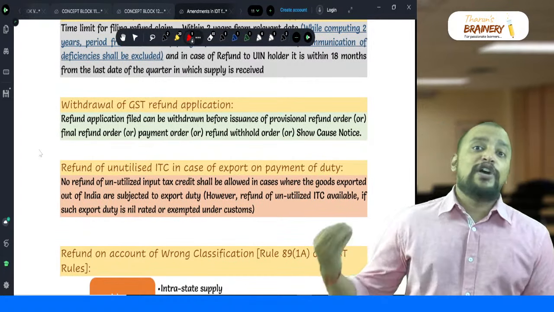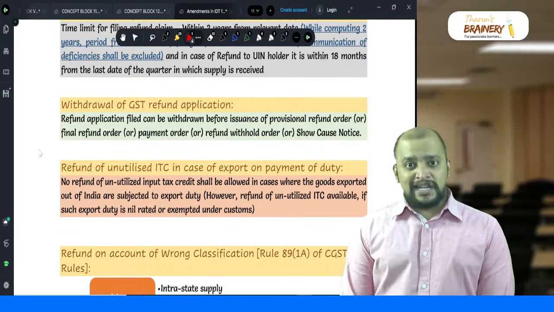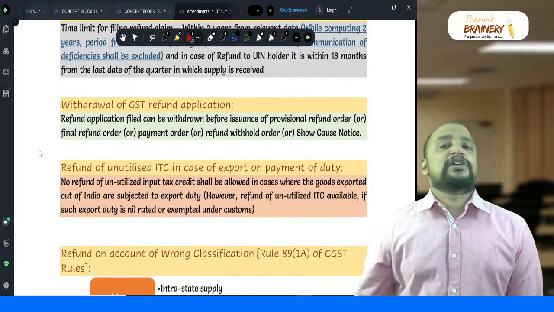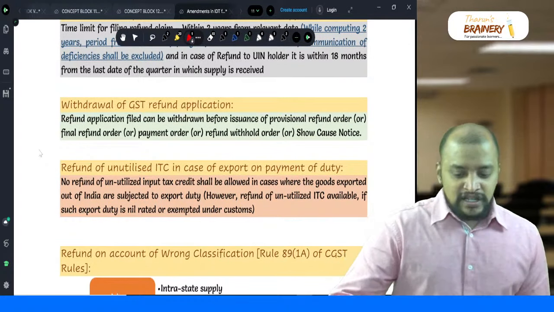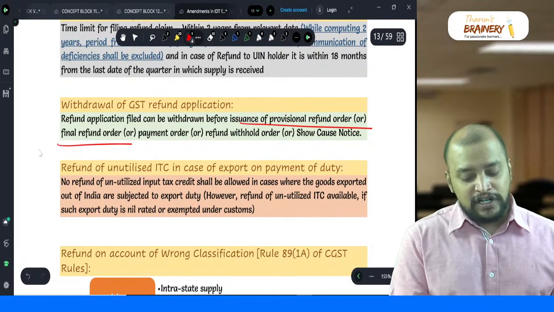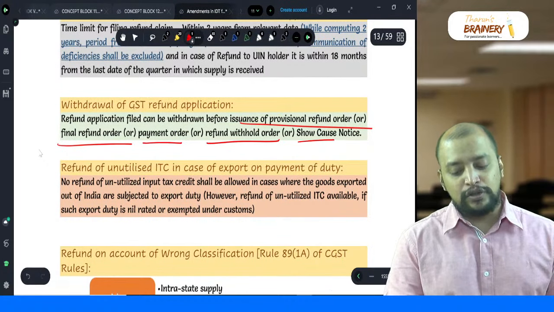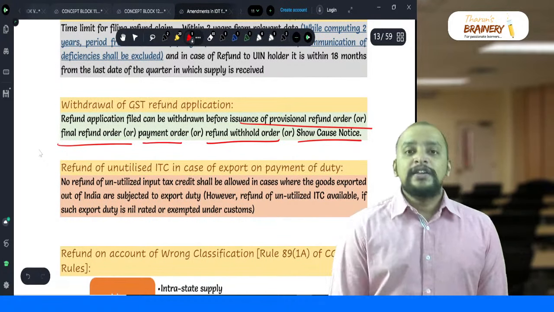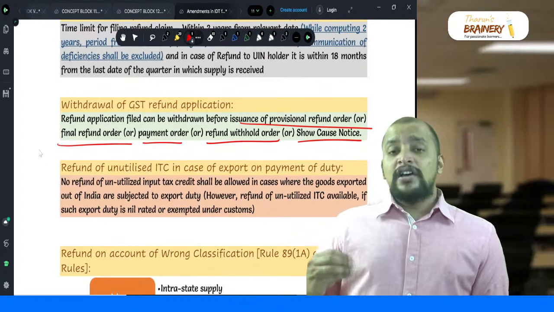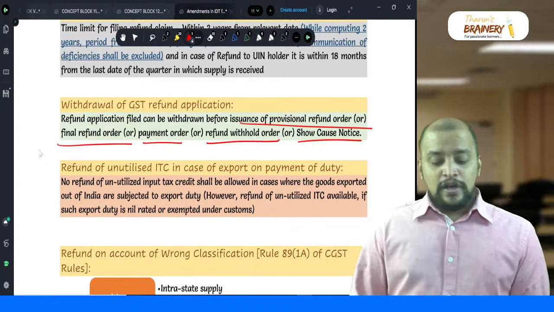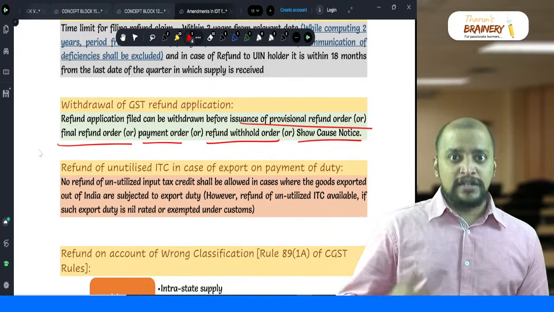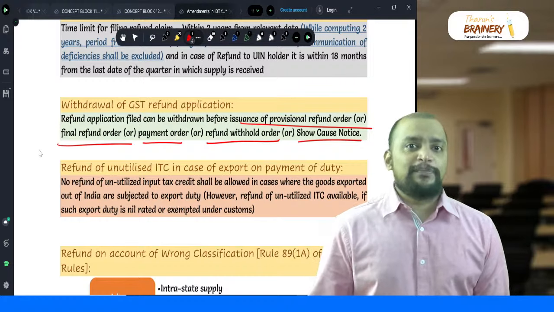So to avoid this difficulty, what the lawmaker did is that you can withdraw the refund application and again file a fresh application, but ensure that the withdrawal is before issuance of a provisional order or final refund order or payment order or refund withhold order or any notice. Okay, so before giving any refund order, either provisional or final, or before passing a payment order, or before passing a refund withhold order, or before any notice, you should have withdrawn the application.